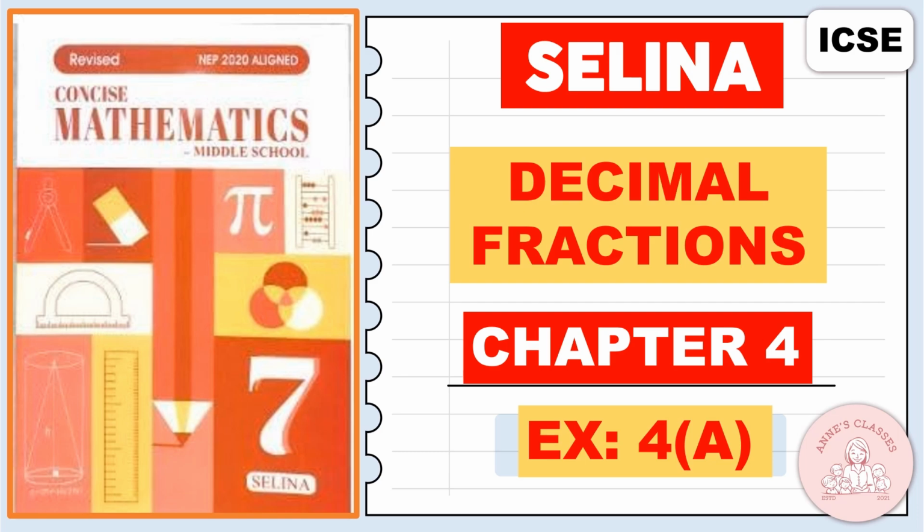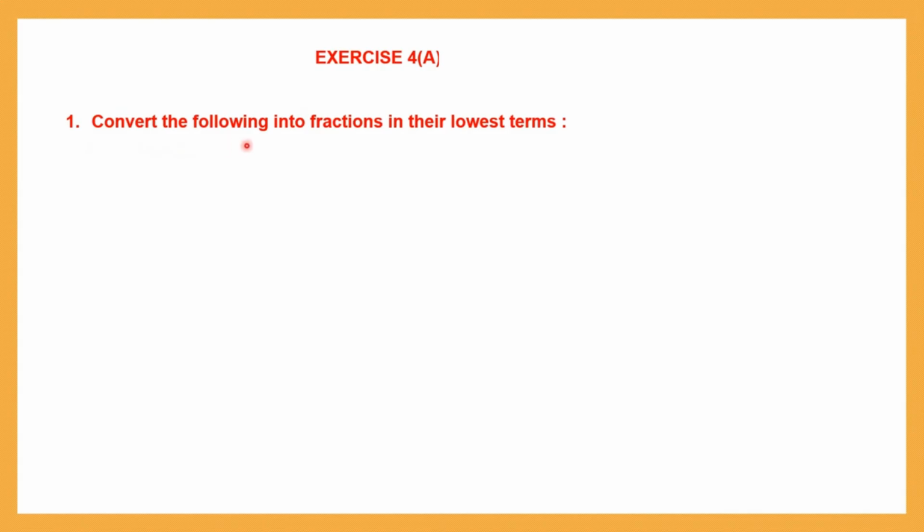Let's do decimal fractions, chapter 4, exercise 4a. Question 1. Convert the following into fractions in their lowest term. Question 1. Here we have 3.75. This is a decimal fraction. We need to convert this into a regular fraction with a numerator and a denominator.